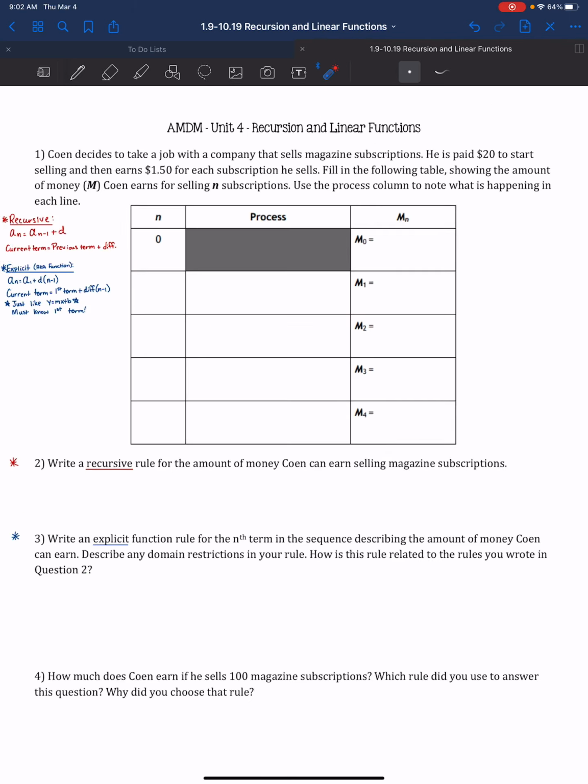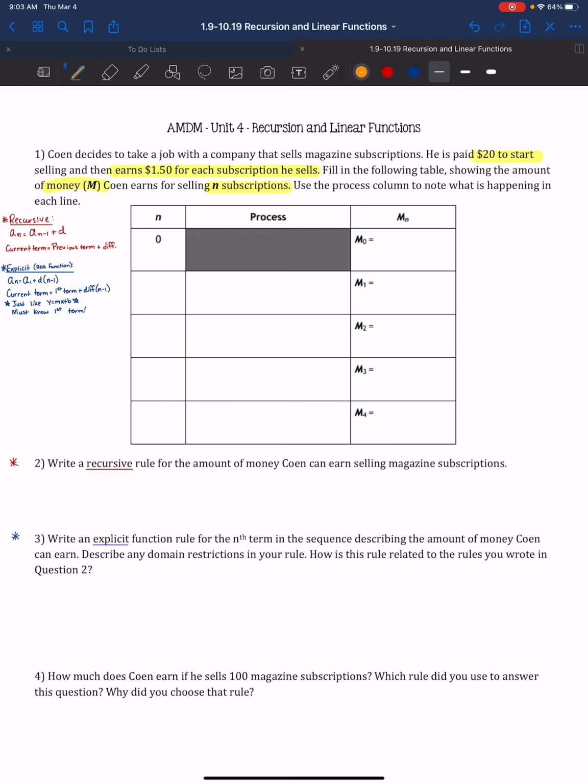So we have an example here for Cohen. It says Cohen decides to take a job with a company that sells magazine subscriptions. He is paid $20 to start, so I'm going to highlight that. It says he's paid $20 to start, and then earns $1.50 for each subscription he sells. We want to fill in the table below showing the amount of money, which is represented by M, Cohen earns for selling n subscriptions, and then use the process column to note what is happening in each line.